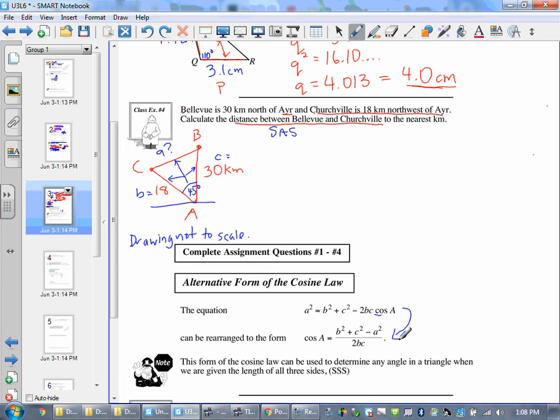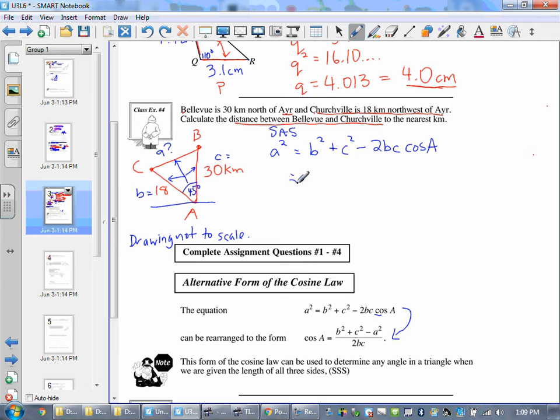All right, let's get Sam. Can you give us our equation? What will it look like? A squared, so like, just the equation or the numbers? Nope, just with the letters. Well, a squared equals b squared plus c squared minus 2bc cos A.